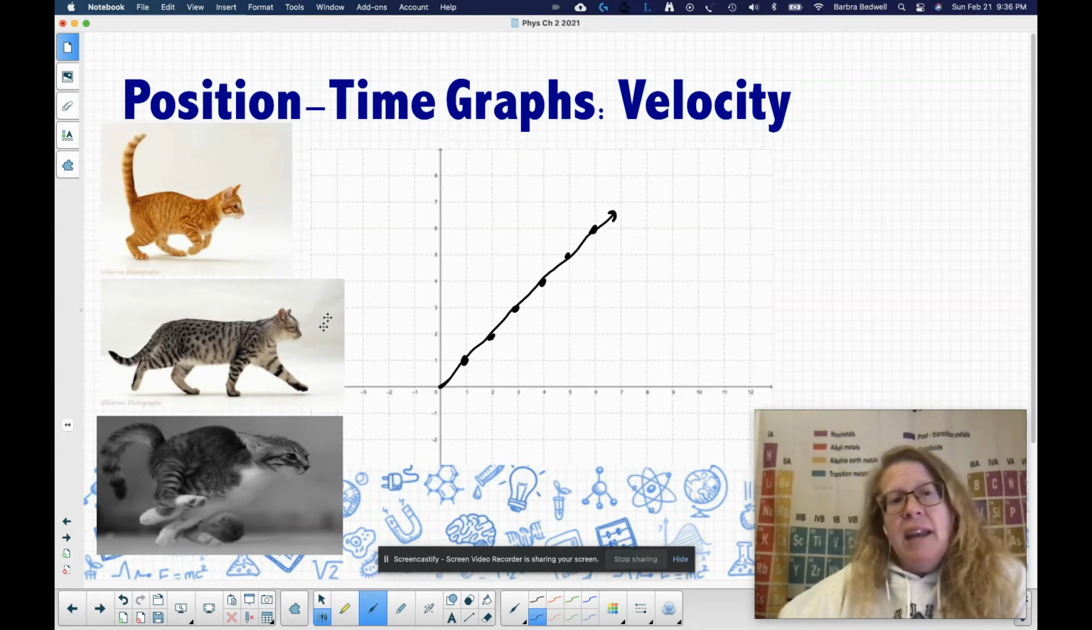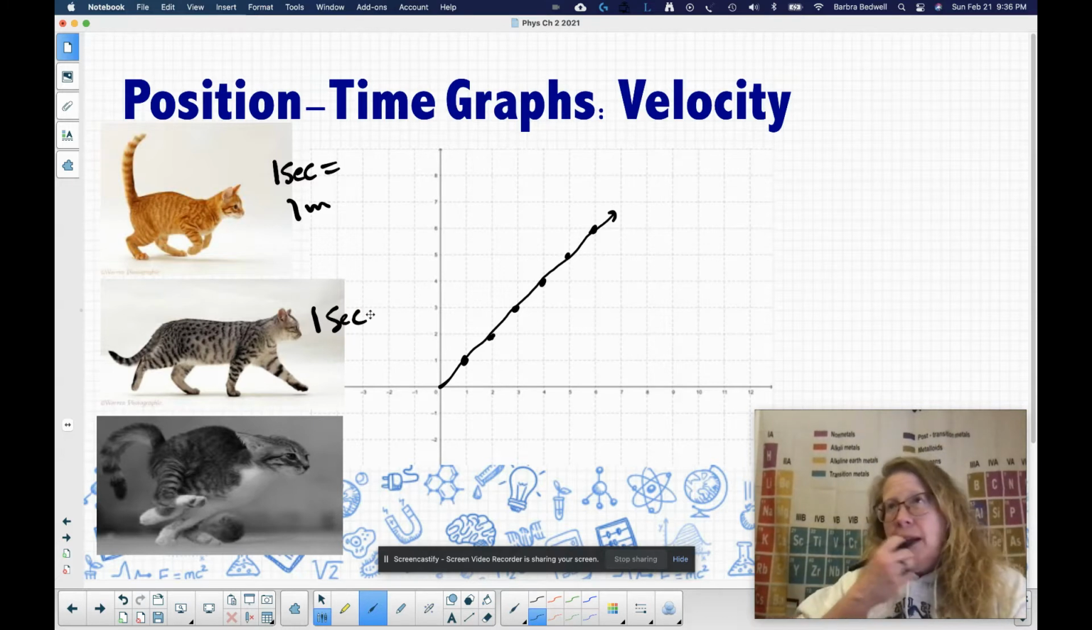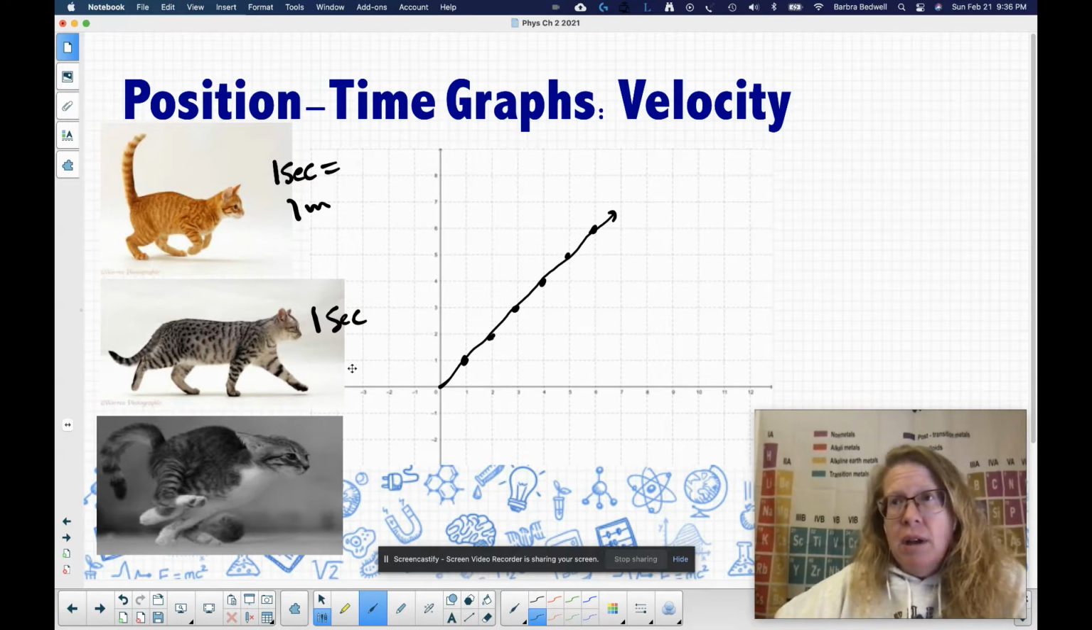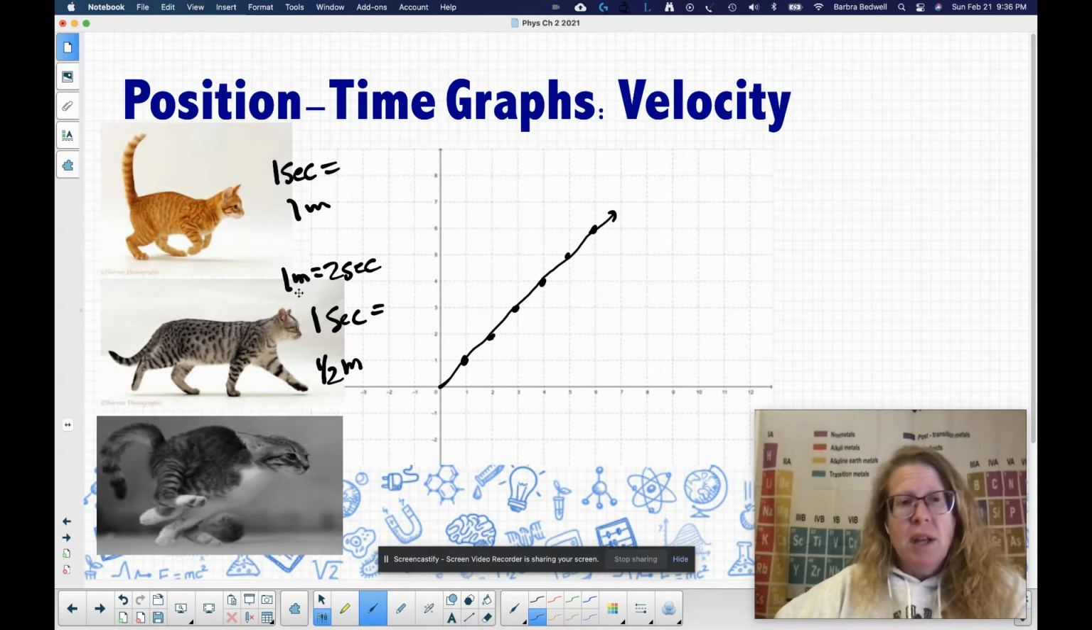Maybe this cat is going 1 meter in 1 second. Maybe this cat's not going that fast. What would be slower? Maybe in 1 second, this cat's going half a meter, right? 1/2 of a meter. Or we could also say that it would be 1 meter equals 2 seconds, right? Both of these say the same thing. They're identical quantities. So now if it goes only 1 meter every 2 seconds, well, what's that cat going to look like? All right, 1 meter every 2 seconds.